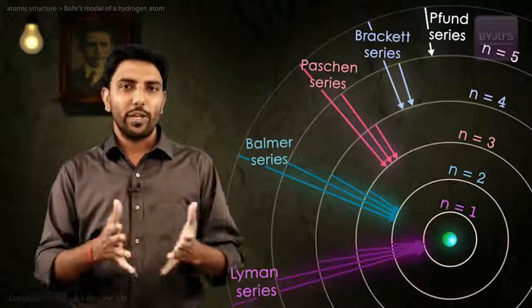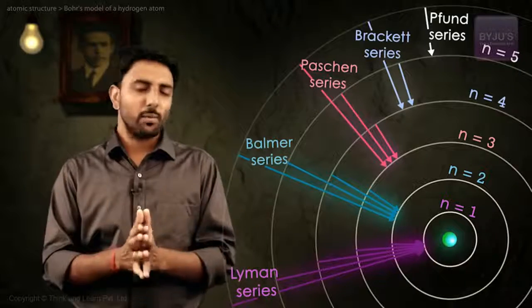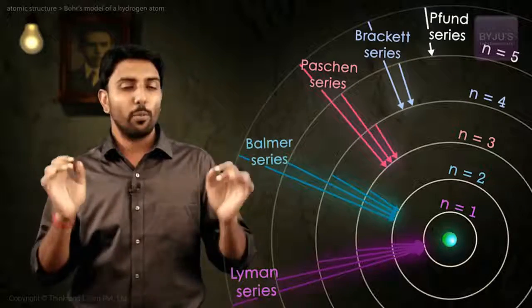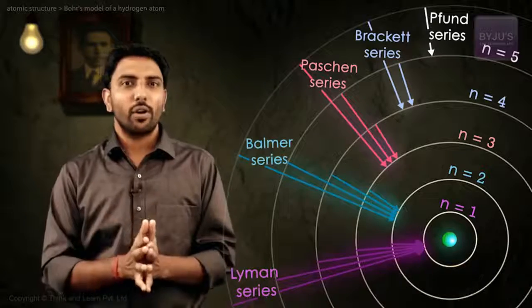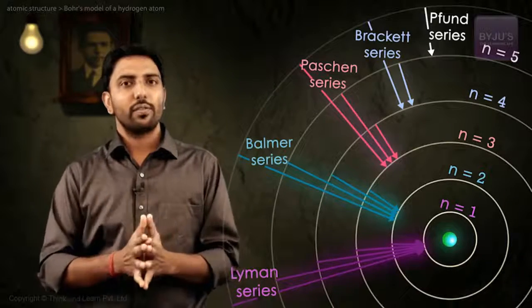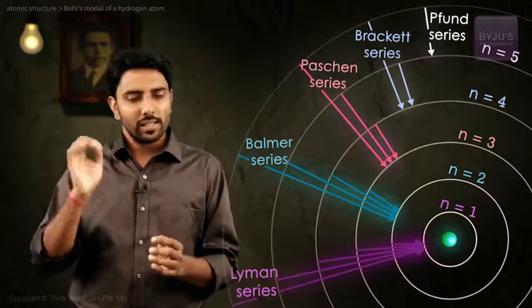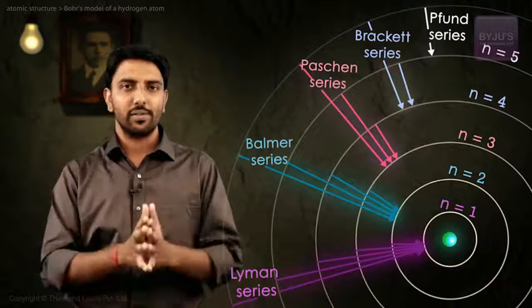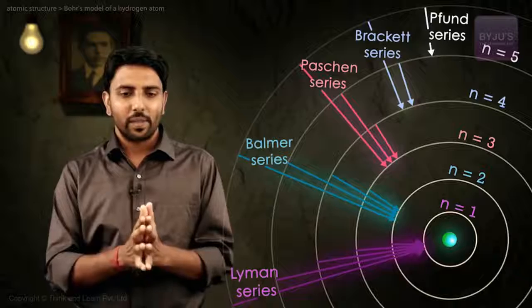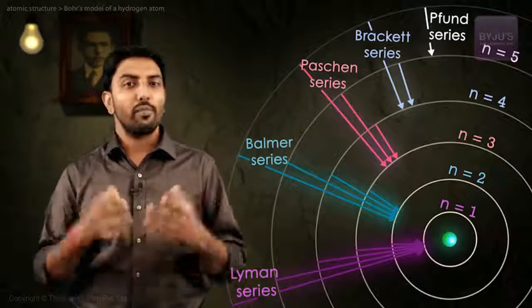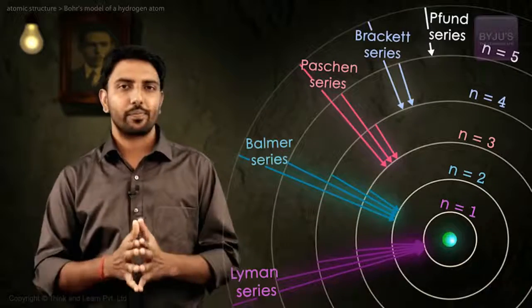Before we wrap up this video, let us take a look at some of the reasons why the Bohr model did not succeed for the overall nature of atom. The Bohr model worked very well for single electron species like hydrogen, but it couldn't explain the spectroscopic results of multi-electron species.